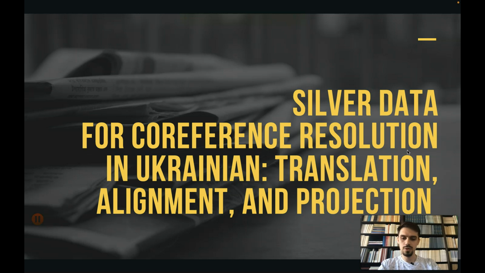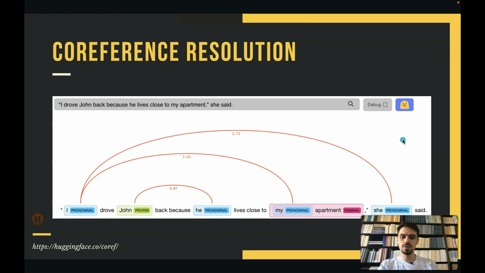Today I will present my work on creating silver data for coreference resolution in Ukrainian via translation, alignment, and projection. Coreference resolution is a well-known NLP task that requires clustering mentions in text that refer to the same underlying entity. On the slide, you can see an example of a coreference resolution system in action.